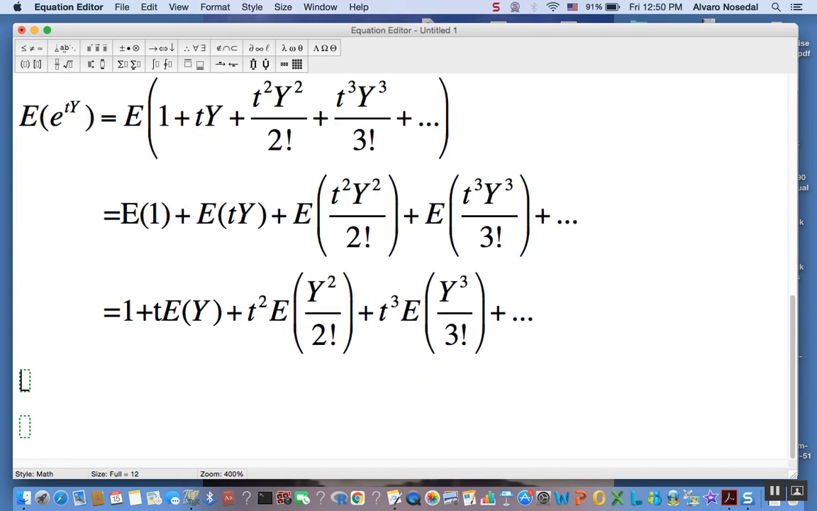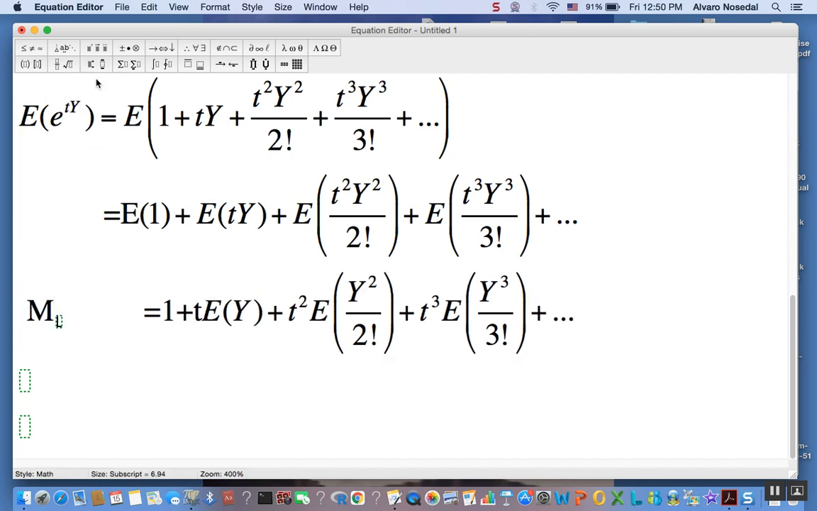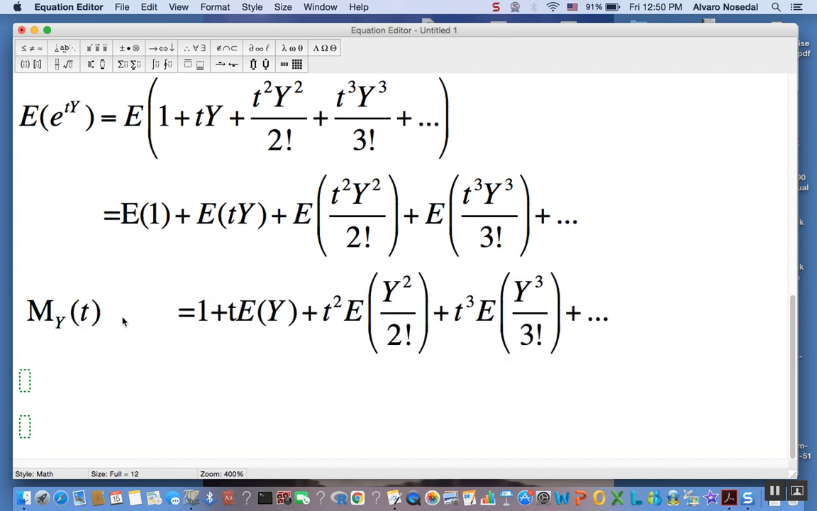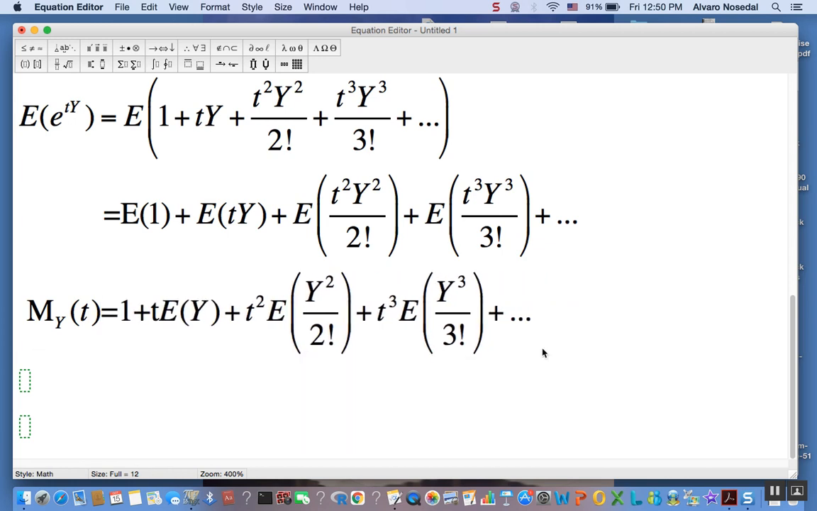Okay. Now, as we said, by definition, the moment generating function is the expected value of e to the ty. So let me just say that what we have here is the MGF, by definition, the MGF of the random variable y.